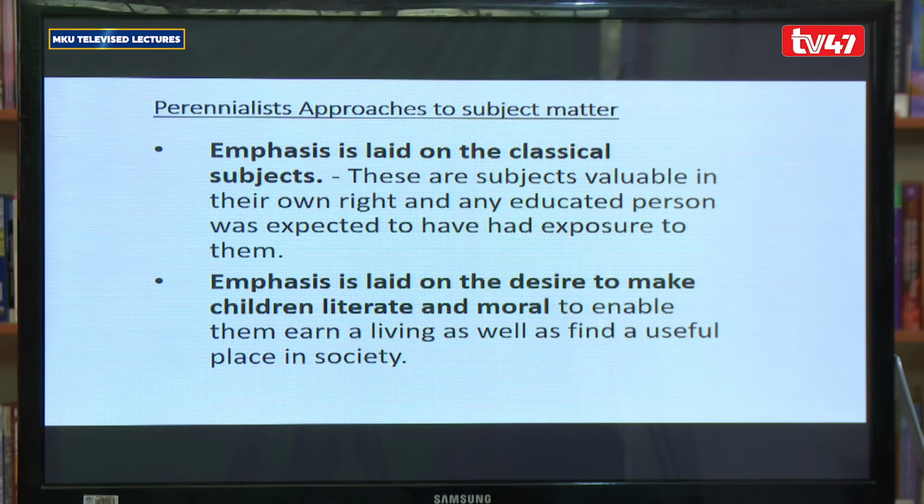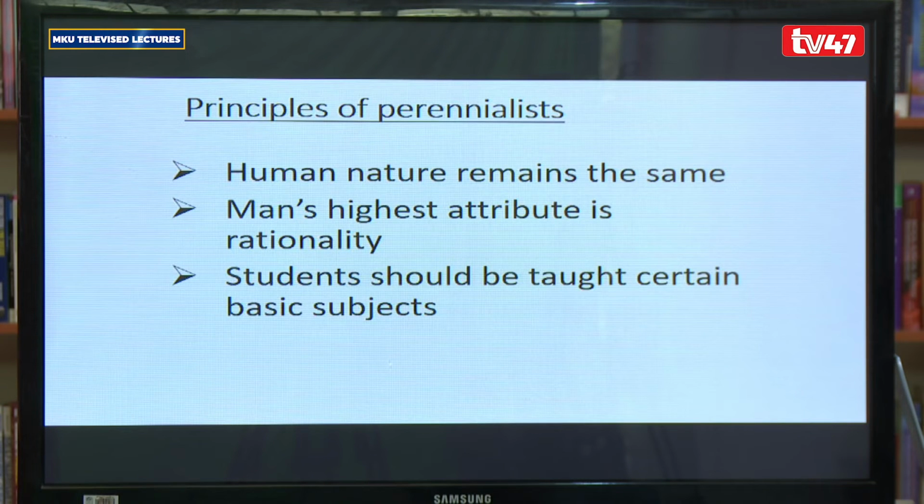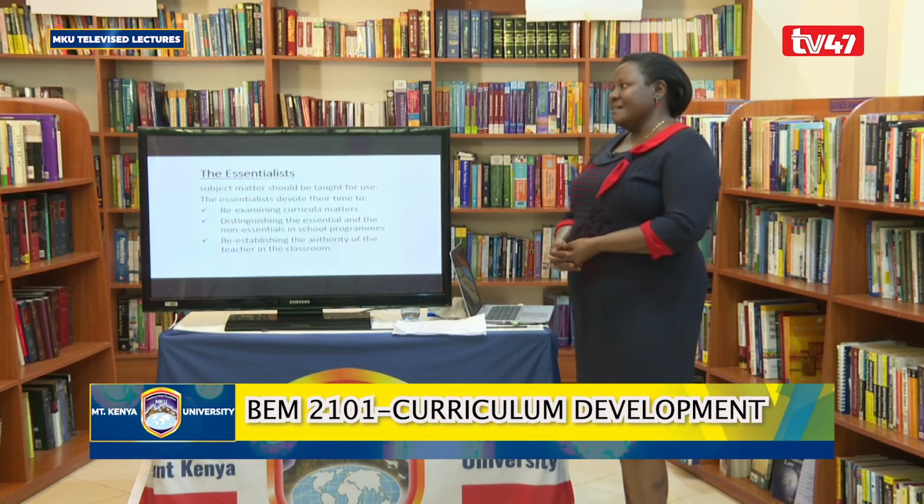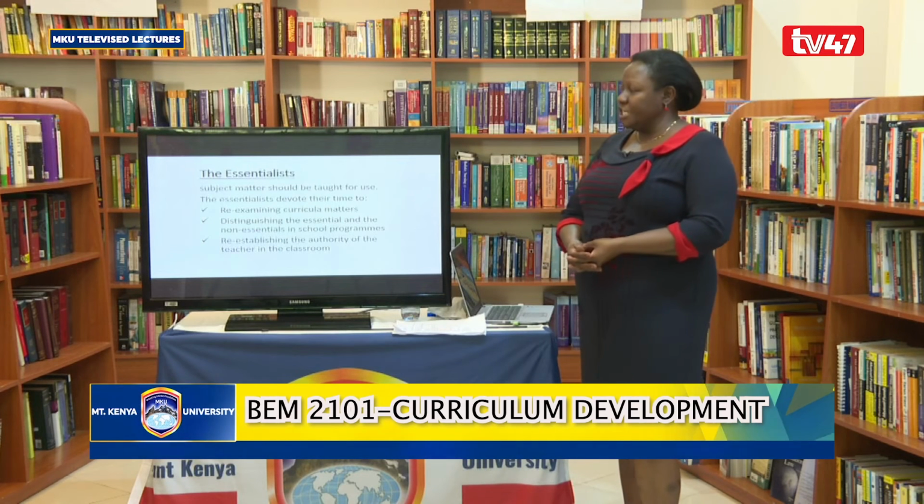The perennialists' approach to subject matter is that they lay emphasis on classical subjects. These are subjects that are valuable in their own right, and any educated person was expected to have had an exposure to them. They also put emphasis on the desire to make children literate and moral, to enable them earn a living as well as find a useful place in the society. The principles of perennialists include that human nature remains the same, and man's highest attribute is rationality. Students should be taught certain basic subjects, and that is why we have the core curriculum and the subject-related content.